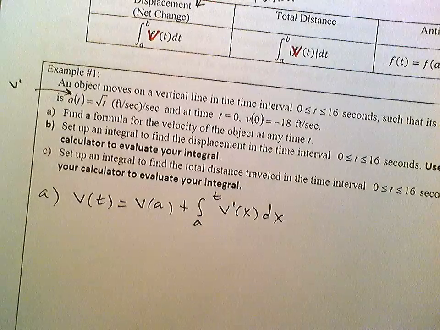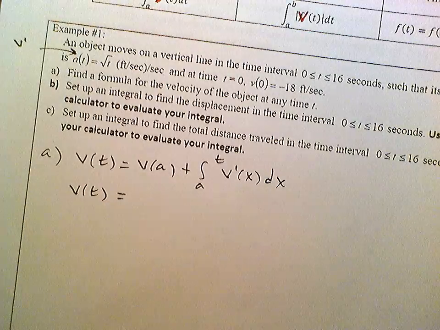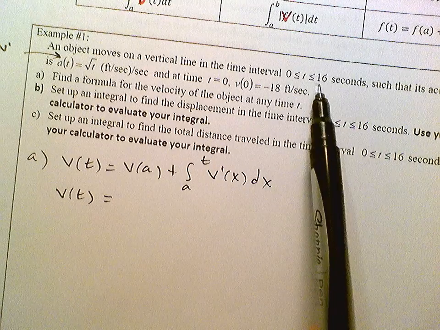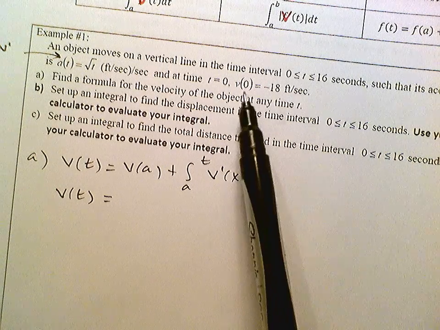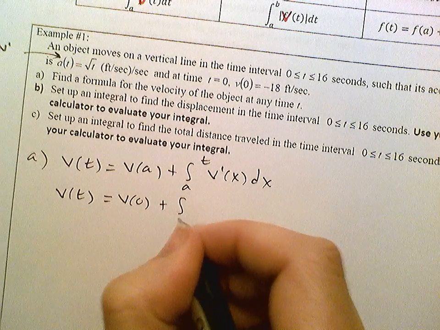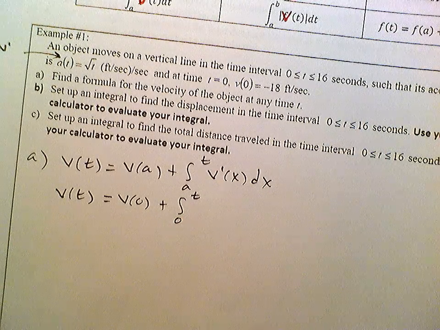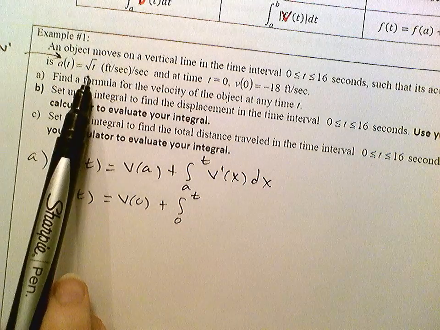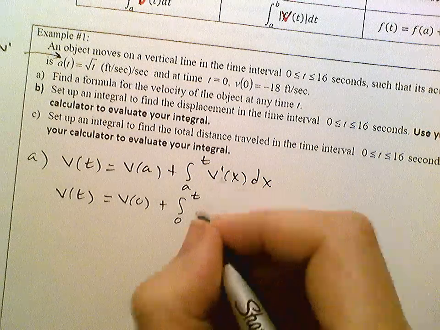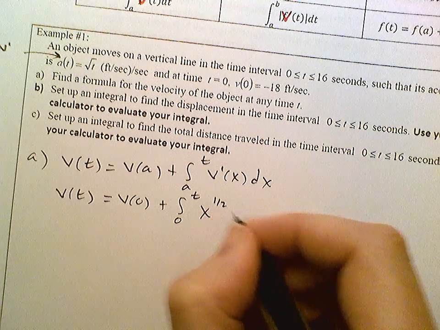So v of t is equal to, in this case, we're working on this interval 0 to 16, and we know v of 0. So this is going to be v of 0 plus the integral from 0 to t. And v prime of x will be radical x, because v prime of t is radical t. So let me write it as x to the 1/2.